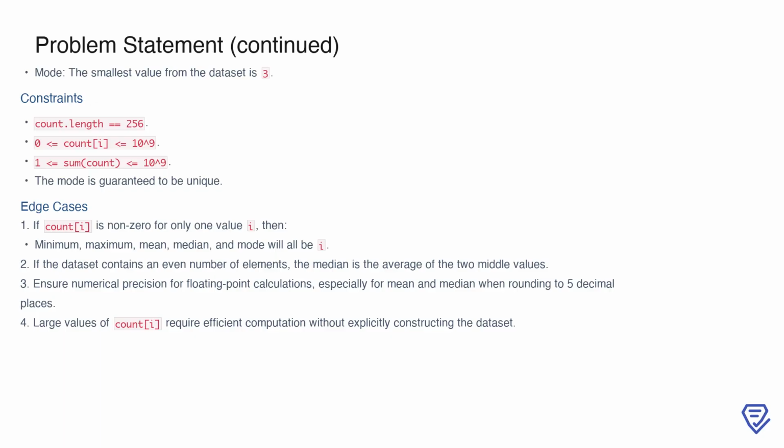Efficient computation is critical here, as the dataset can be extremely large, making it impractical to explicitly construct the dataset. Additionally, numerical precision is important for the mean and median, as these must be rounded to 5 decimal places in the final result.